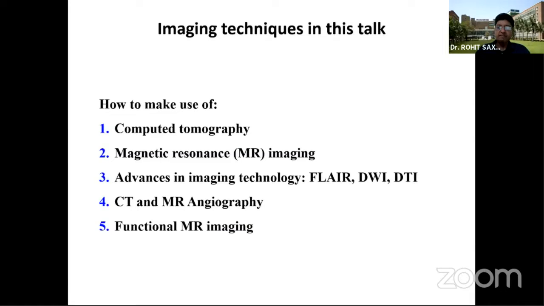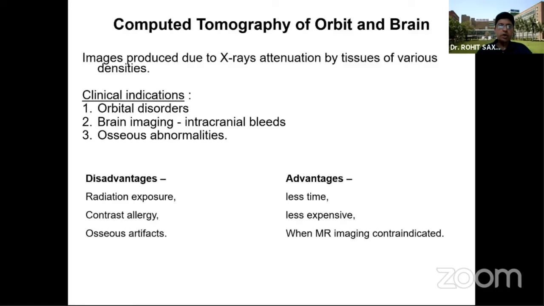What do we have? We have a CT scan, we have an MRI, and we now have advances in imaging technology from the basic CT and MRI. You have FLAIR, DWI, DTI, a lot of alphabets, which make us learn something more than just our ABCDs. And then, of course, CT and MR angios and functional MRI. So we'll go ahead with CT scan first, the most commonly available investigation.